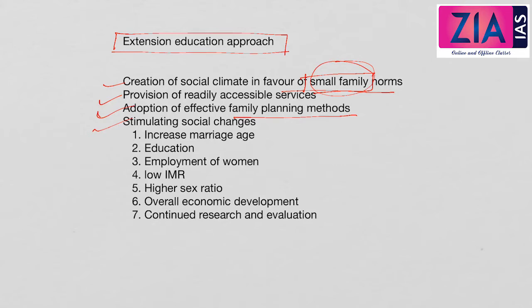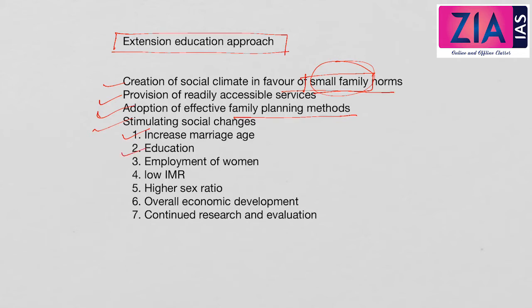Okay, so that population growth rate can be reduced or curtailed. Second one was provision of readily accessible services. Third is adoption of effective family planning methods, and also social changes were stimulated right from the government point of view. And certain policy measures included by the Government of India in this extension education approach are increase in marriage age.